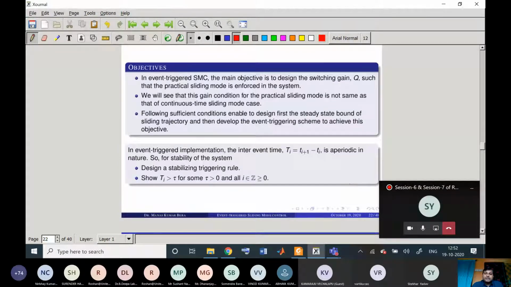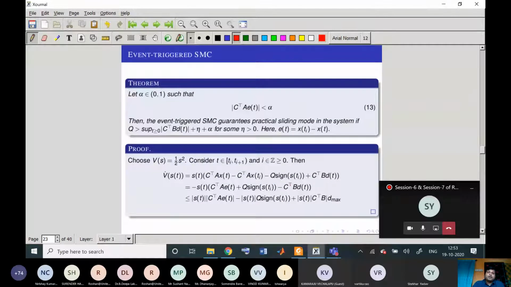Then we have to design a stabilizing triggering rule, and also show that the inter-event execution time, the difference between two consecutive sampling instants, is always greater than a positive value, because it guarantees avoidance of the Zeno phenomenon. The Zeno phenomenon means an infinite number of event executions in a finite time. So these are the things you have to guarantee.